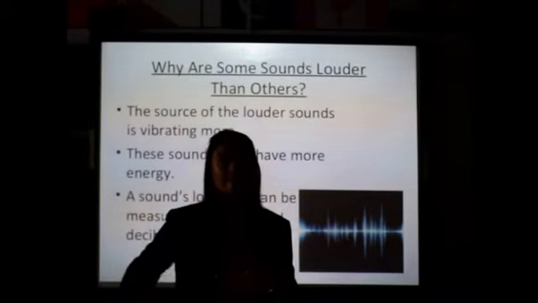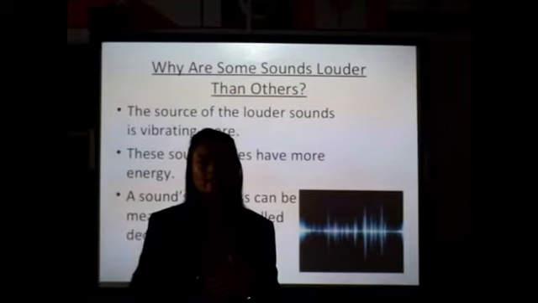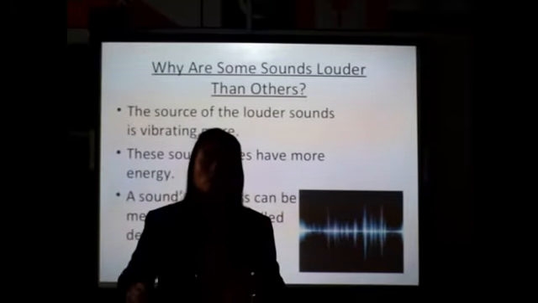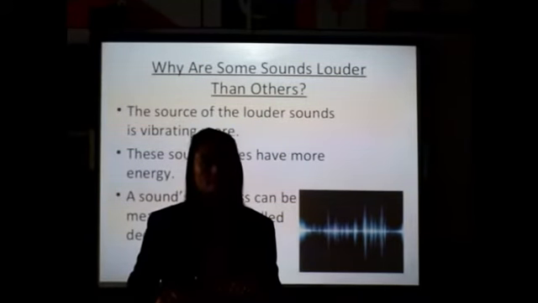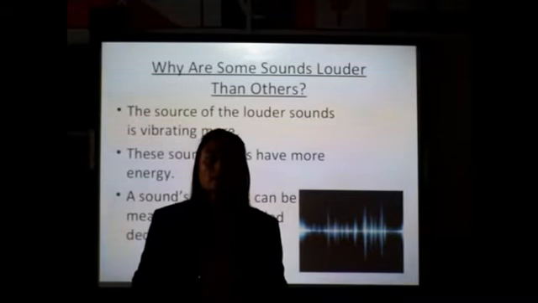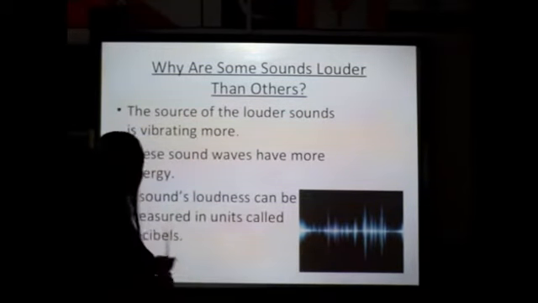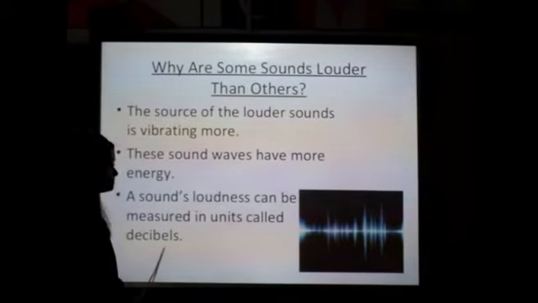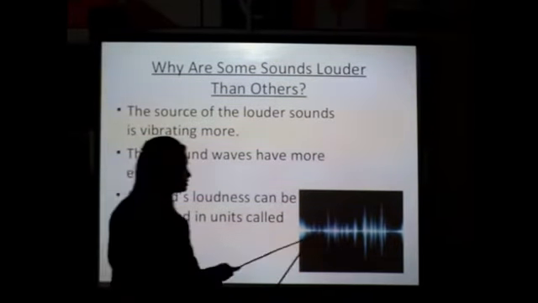But as of now, just understand: if the vibration is very fast, then the sound produced will be loud. If the vibration is slow, or low, then the sound produced will be soft. The unit used for measuring sound is called decibels. So a sound's loudness can be measured in units called decibels. So this is how sound is produced.